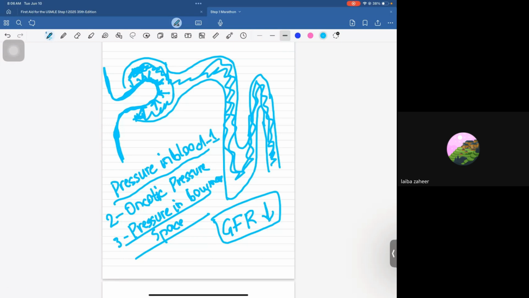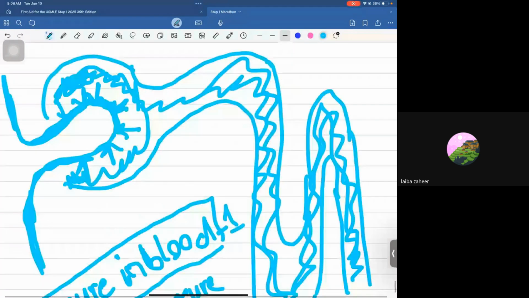So first of all, the first thing is the blood pressure, right? The pressure inside the glomerulus. The greater the pressure inside the glomerulus, inside the glomerular capillaries, the greater the GFR is going to be. So if I increase the pressure here, the GFR is going to increase, right?